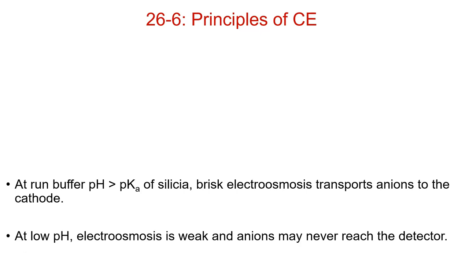Now, at a run buffer pH greater than the pKa, we've got that real fast EOF. And so we're pushing all the anions forward, but they don't really like it, right? Now, if we were to drop to a low pH, our EOF would be weak and we wouldn't have a stampede. So instead of having really angry bulls in Pamplona, just imagine sleepy cows in a pasture. Like nobody's scared of those cows. Nobody's being motivated to move out of their way, right? So the anions would never reach the detector if you operated under a weak or no real EOF flow.